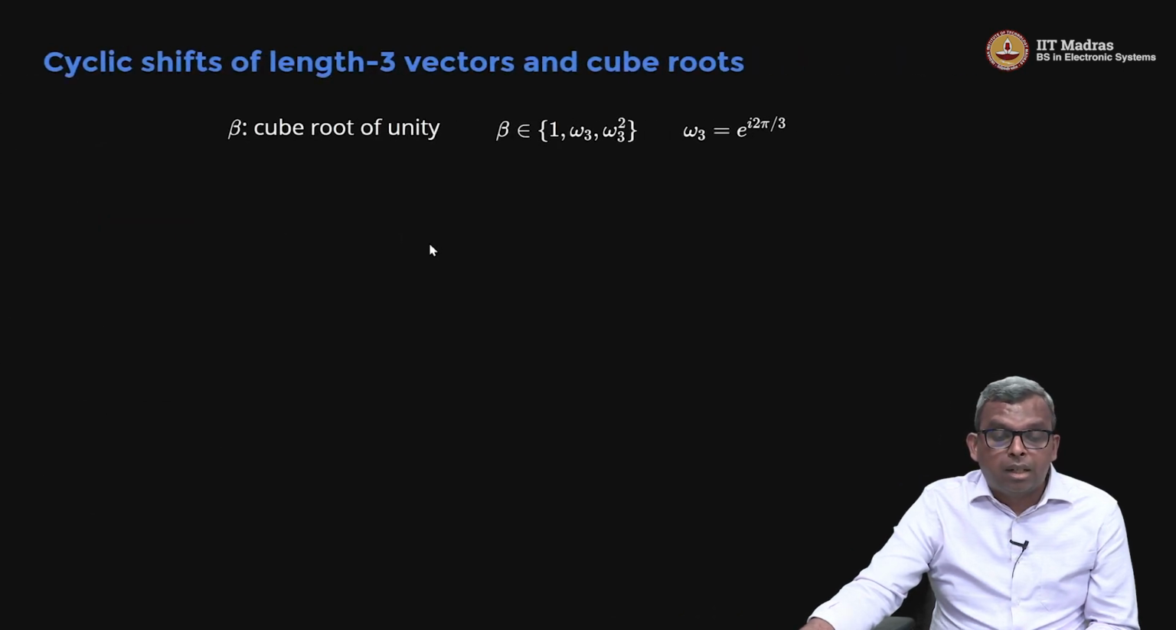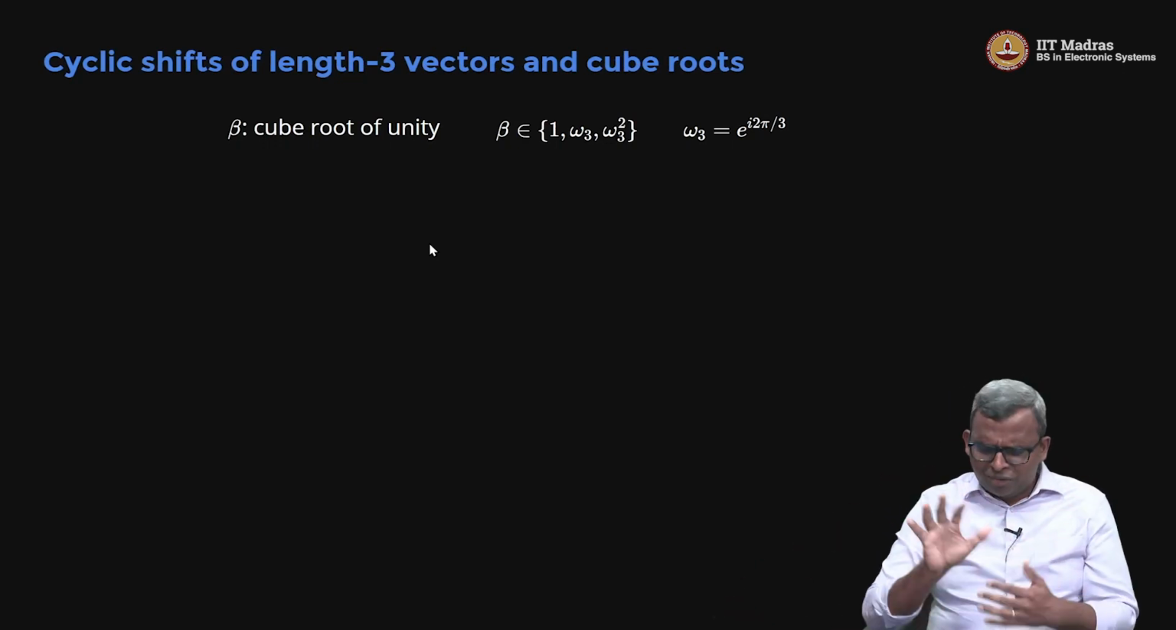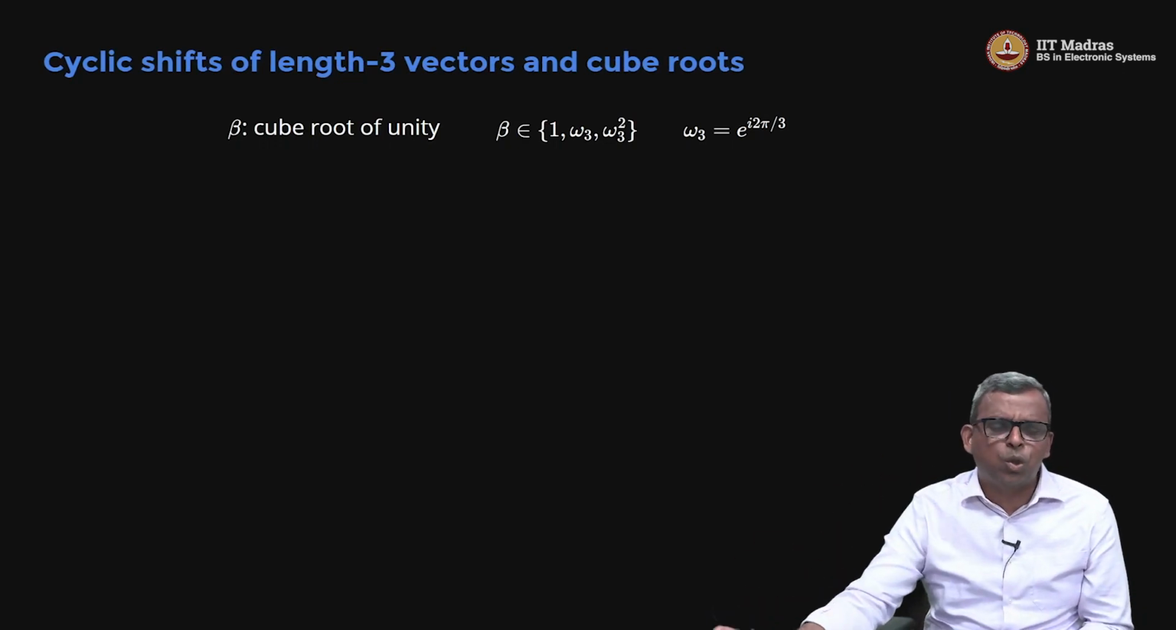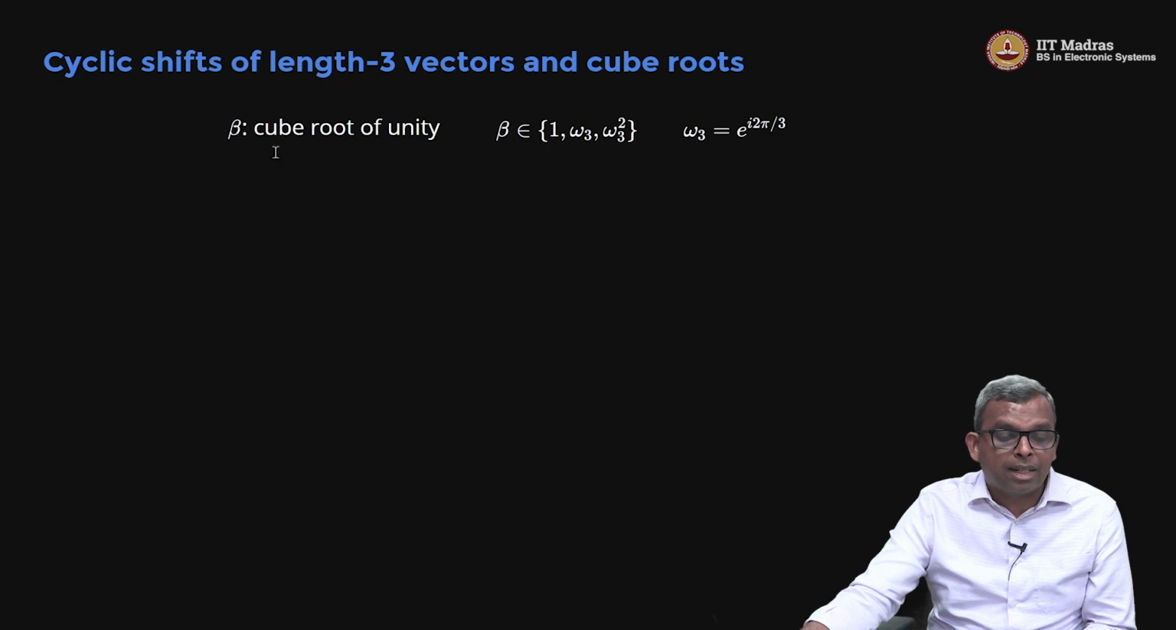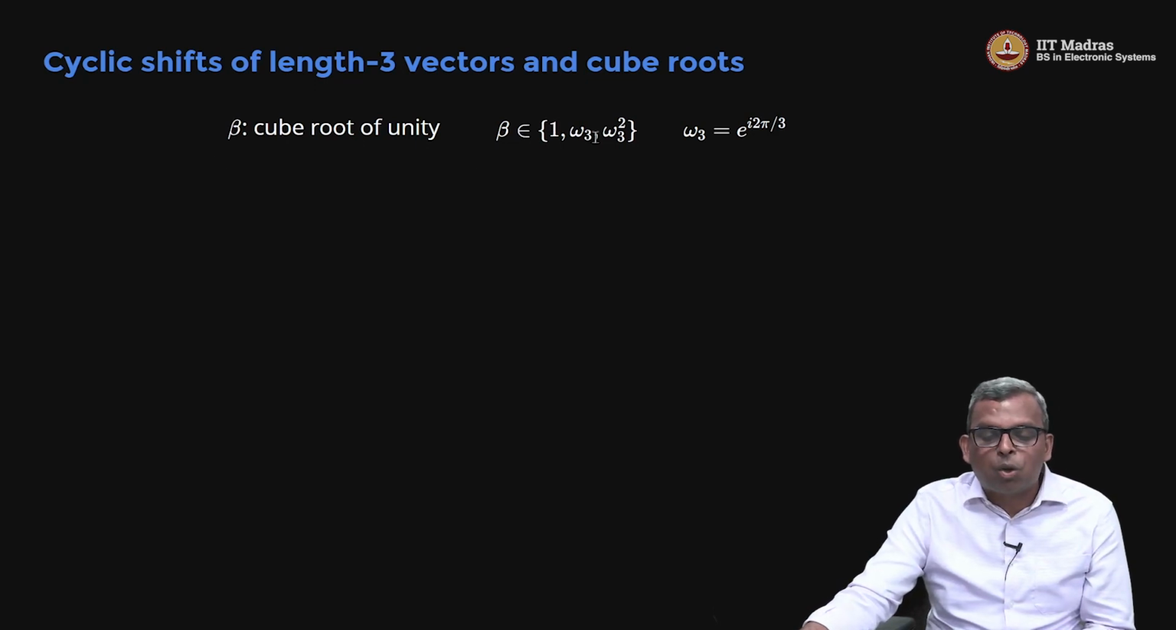And then there's one more idea that's important. Where does the circular cyclic shift and all come in? And what is the connection with the cube roots of unity? There is this very subtle and interesting connection. Let's say beta is an arbitrary cube root of unity. Only three of them are there. So it could be 1 or omega 3 or omega 3 squared. Omega 3 is this guy. So I know this is my cube root of unity.